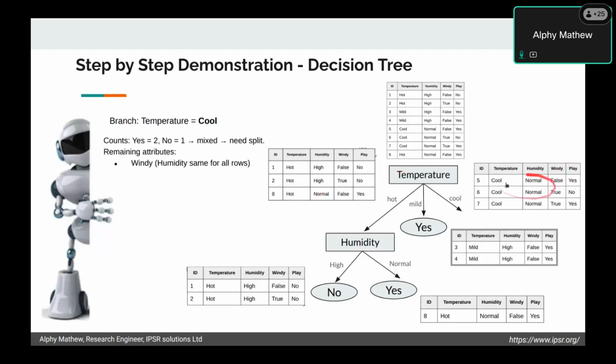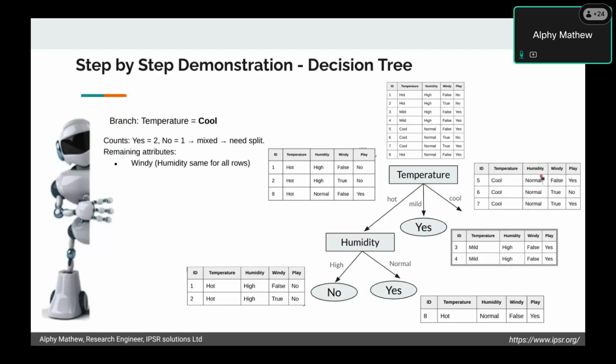Okay, this is our cool branch dataset. You can see that here in the cool branch, there are 2 yes and 1 no. So this is a mixed subset. It is not pure. So we need a split here. We have two attributes to split, humidity and wind.